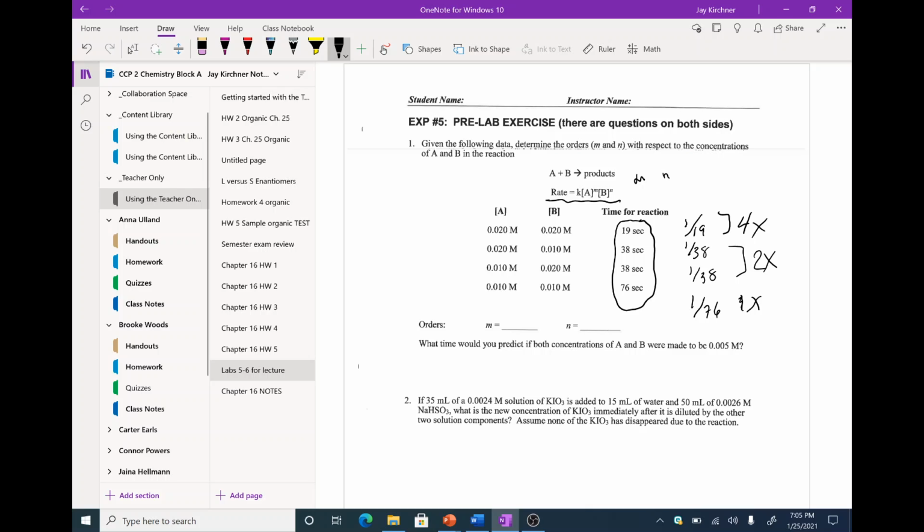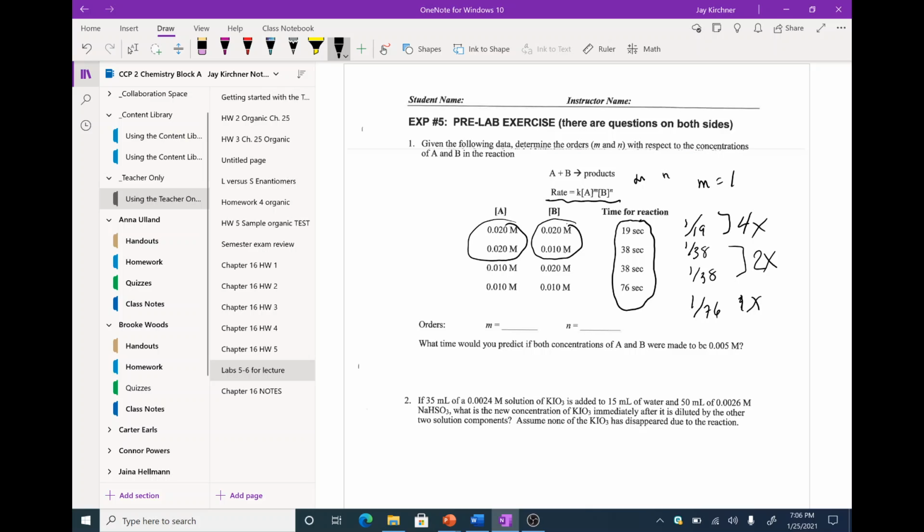Now let's look at what's going on in here. So what I'm seeing here is that B is halved, or you can say B is doubled. So when B is doubled and A stays the same, our rate goes up twofold, from 2x to 4x. So I'm going to say that M is 1. 2 equals 2. You double it, you double the rate.